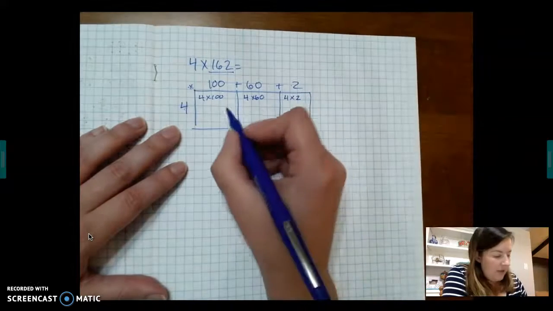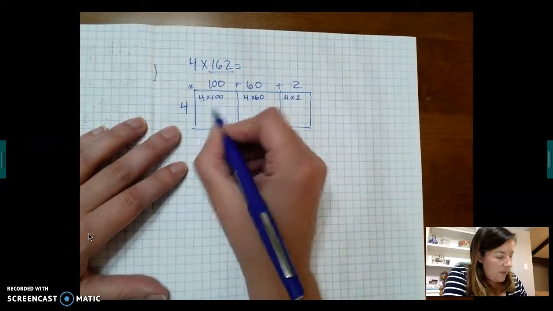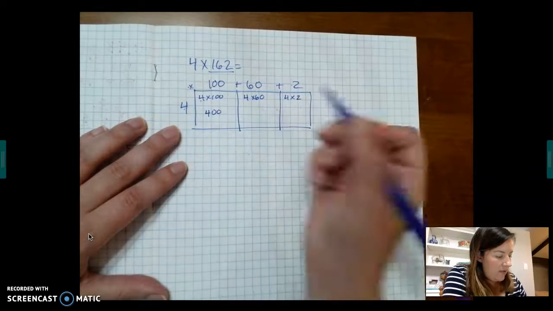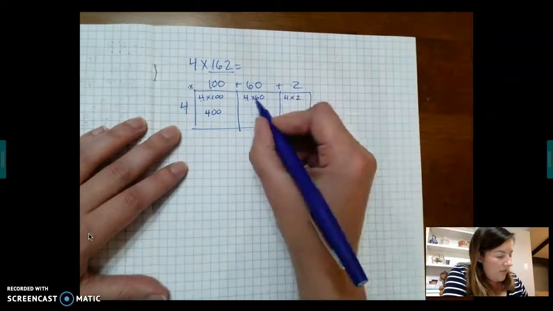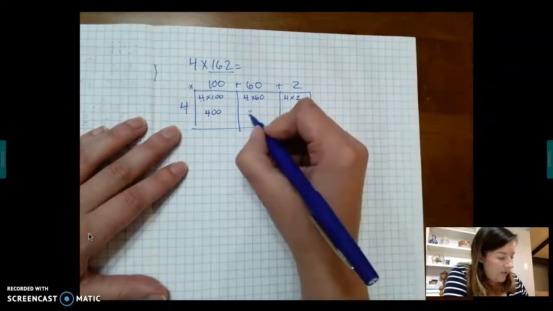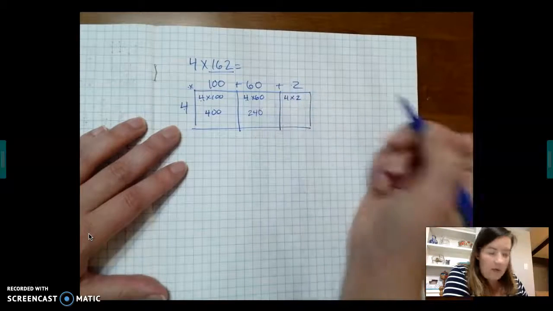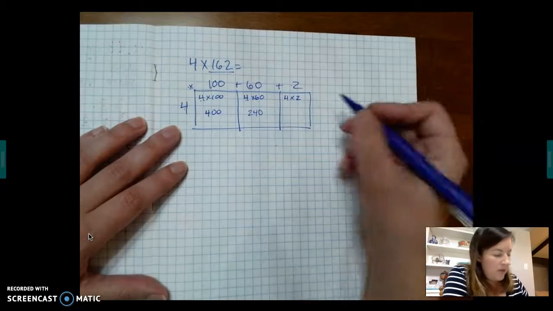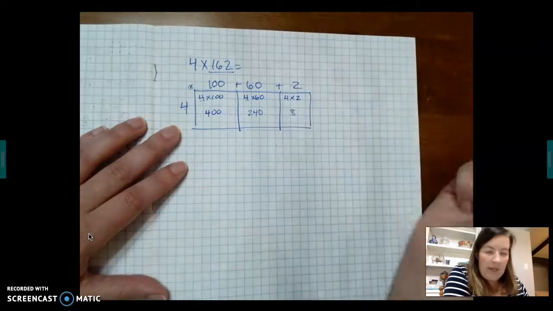Now I will actually solve those equations. So 4 times 100 is 400. 4 times 6, I know is 24. Add the extra 0 is 240. And then 4 times 2 is 8.